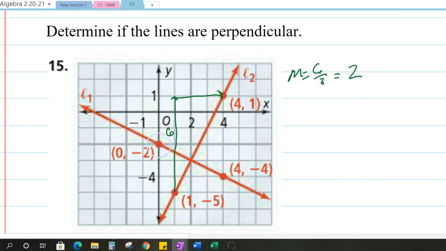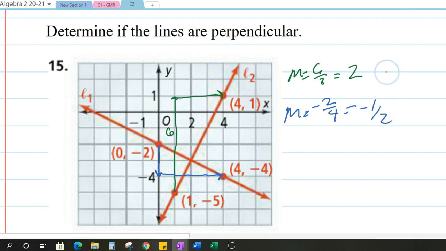I start here. Remember, we always start from left to right, and the line's going down, so automatically I know it's negative, and I count. I'm going down 1, 2, and I'm running 3, 4. My slope is -2 over 4, which reduces to -1/2.